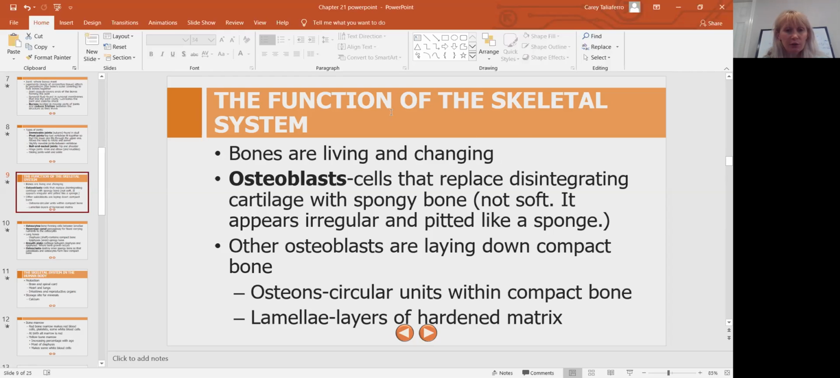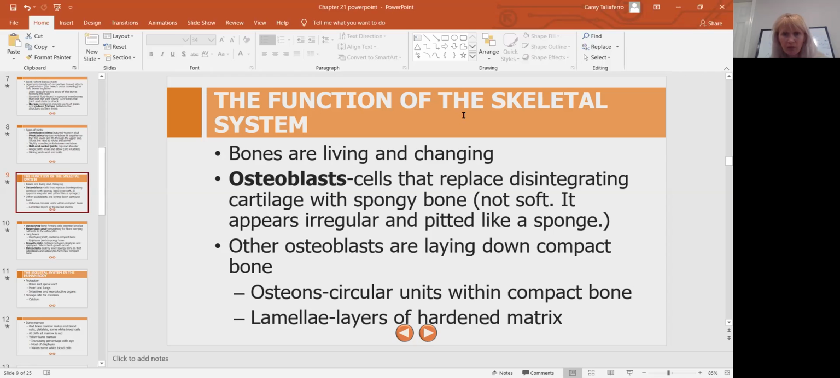So first thing we're going to talk about is osteoblasts. And like we did yesterday, I want to point out some of the pages in your book. Page 418 has a good image of the inside of your bone. And so when I talk about that, I'll be referring to this diagram on page 418.